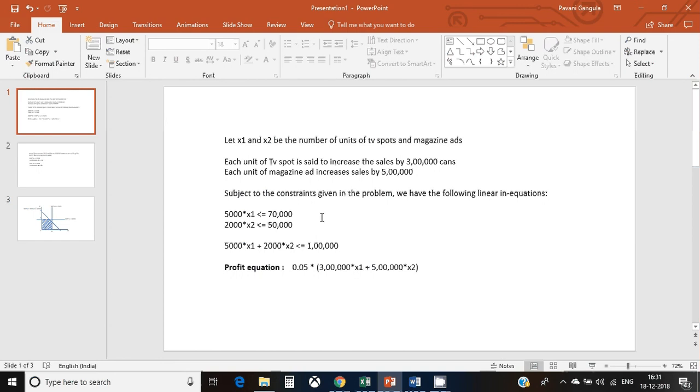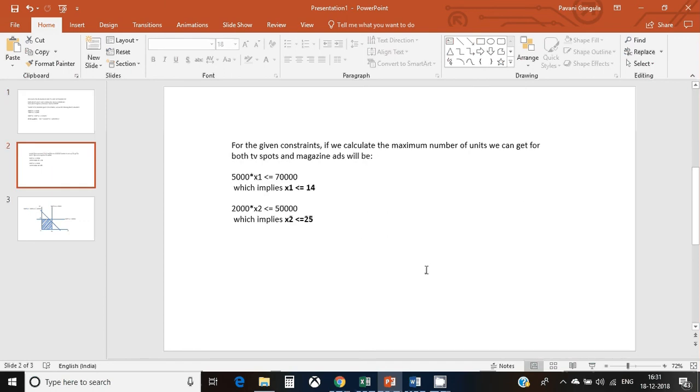And the third constraint is the total optimum spend on both TV spots and magazine ads together cannot go beyond $1 lakh. And the profit equation is given by $0.05, that means the profit earned by each can sold by the company, multiplied by the total number of units sold after the marketing campaign, which is given by 3 lakh units into x1 plus 5 lakh units into x2.